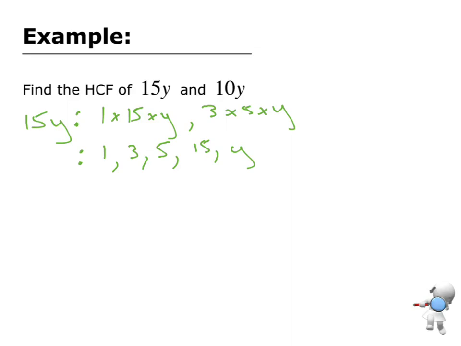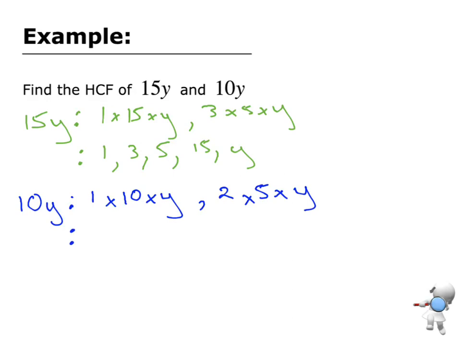Now I want to look at 10y. And I want to think, right, what are the factors of 10y? So I could do 1 times 10 times y. I could do 2 times 5 times y. And that would be the only ways that I could get it. So therefore the factors of 10y are 1, 2, 5, 10 and y.